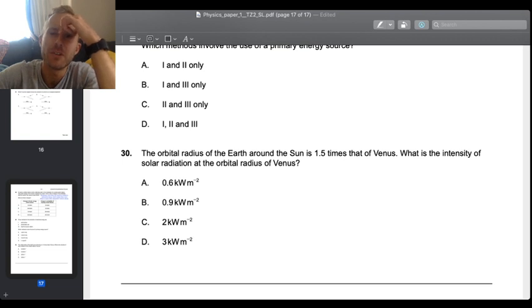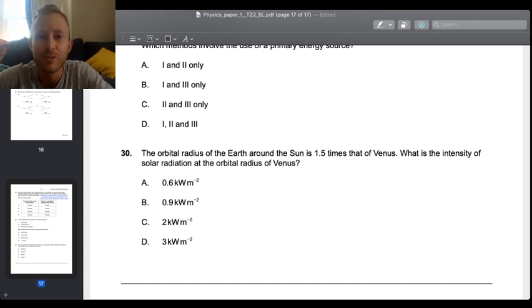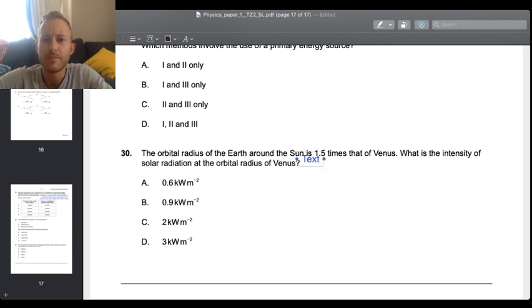30, the orbital radius of the Earth is about 1.5 times that of Venus. What is the intensity of solar radiation at the orbital radius of Venus? So one of the things I told you is that the solar constant above the surface of the Earth is 1,400 watts per meter squared. So that could be written as 1.4 kilowatts per meter squared.